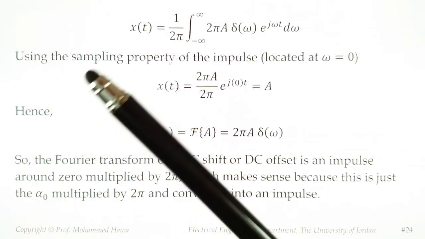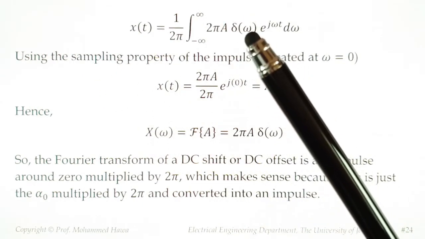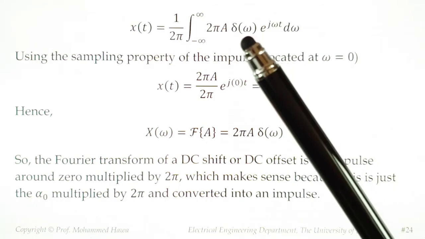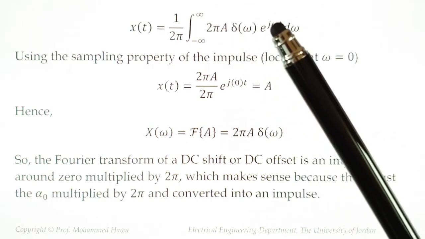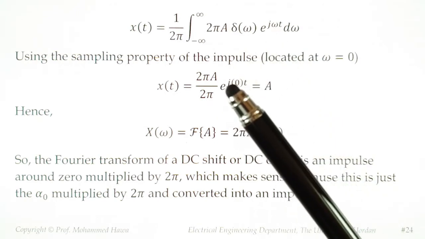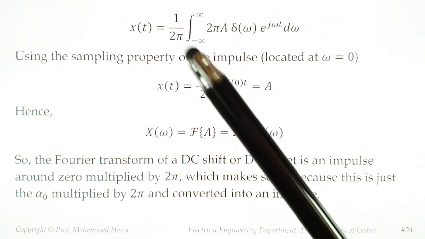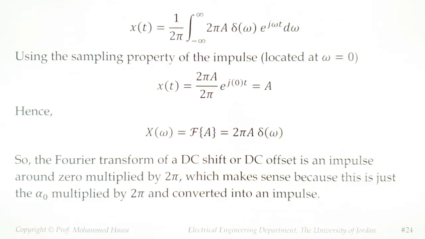Now let's use the sampling property of the impulse. Please remember that this delta of omega is located at omega equals 0. So the result of the integral is this function at the location of the impulse, which is omega equals 0. So substitute omega equals 0, and I get e to the j 0 times t. Of course, I took the constant 2 pi a outside. The 2 pi cancels out. E to the 0 gives you 1. You're left with a, that's your x of t, which is the x of t we started with.